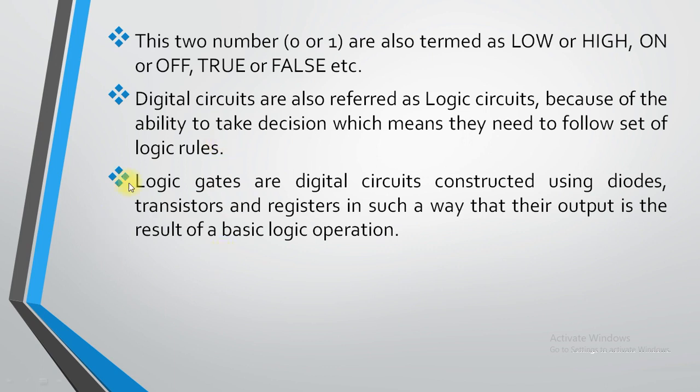Now see, logic gates are digital circuits constructed using diodes, transistors and resistors in such a way that their output is the result of basic logic operations. So see, these all are the internal parts of the logic gates, or we can call it a material, right? So a logical circuit can be formed using different types of diodes, transistors or resistors.